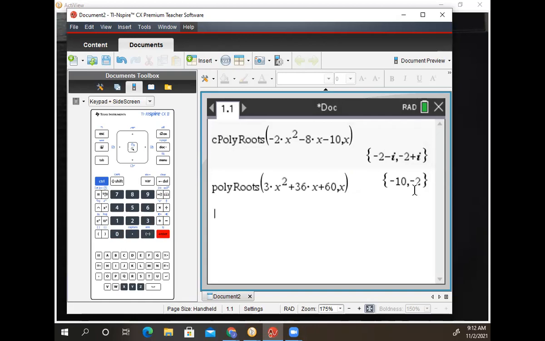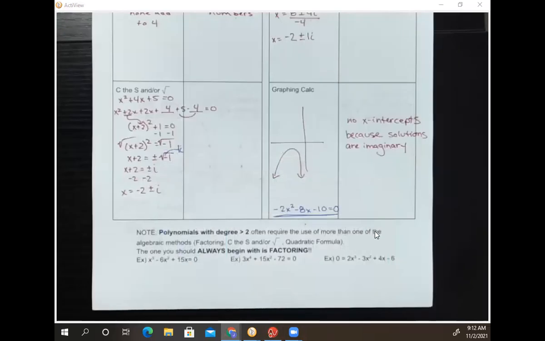Okay, so one more option you have. We saw yesterday we could graph and find those x-intercepts of -10 and -2 because those solutions were real. But you can also check it with that polynomial solver. And you can check complex roots with that polynomial solver as well, which is not something that you can check on your graph. So just one more option you have with your calculator.